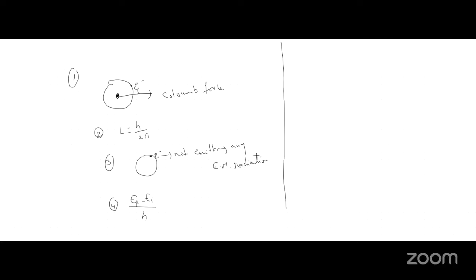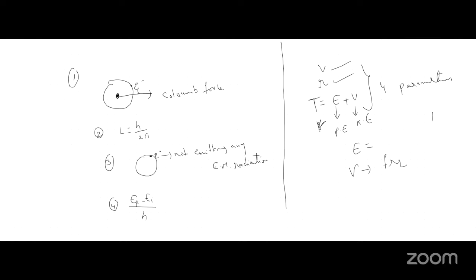Based on these four postulates, now we will see the derivation part. In the derivation part, I will calculate velocity, I will calculate radius. Again, I will calculate total energy, which is potential energy plus kinetic energy. Then I will calculate the frequency. These are the four parameters we will calculate. This is a very, very important 10 marks question.